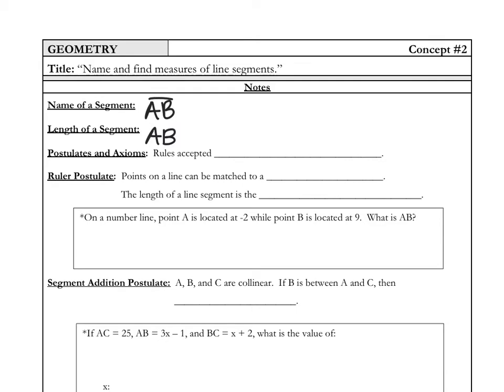So it'd be something like AB equals 5 or something like that, just as an example. So for length, we do not use the bar when we're talking about length. Okay, postulates and axioms. Postulates and axioms are rules that are accepted without proof.